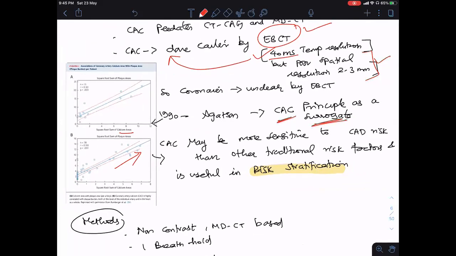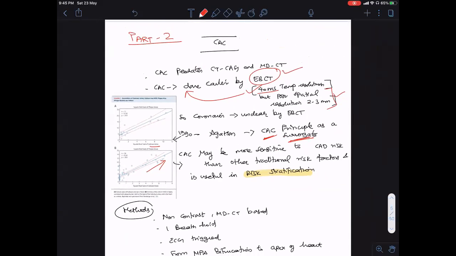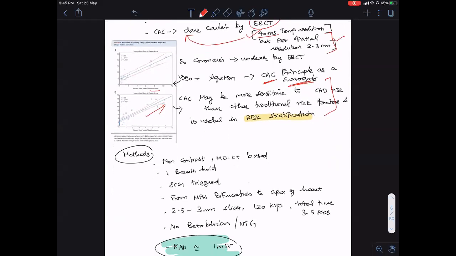So that in that way, it could be potentially used for risk stratification. These two principles actually brought about a lot of change, and a lot of studies also came out, as we will see. What are the methods?